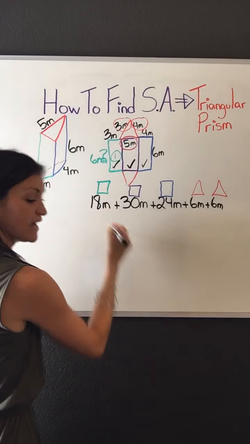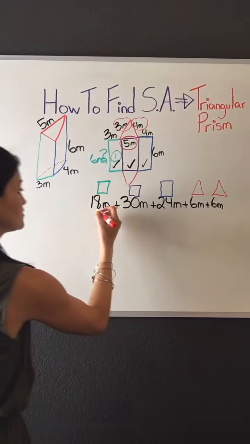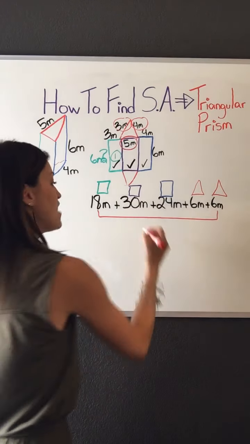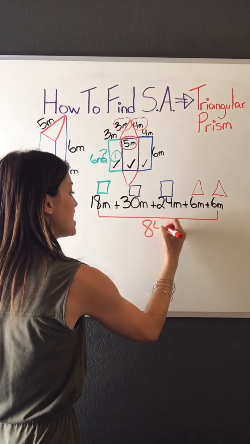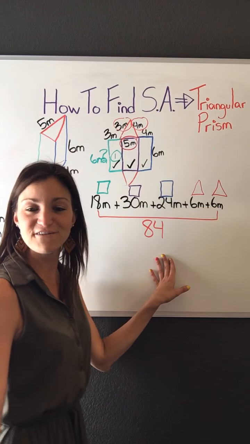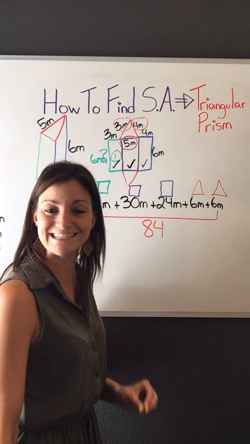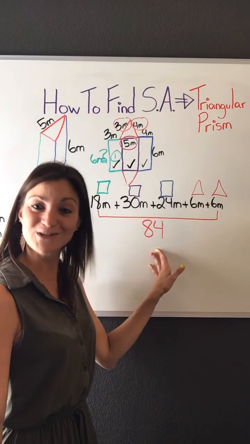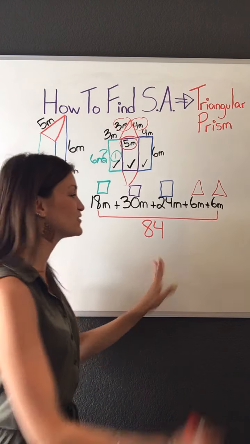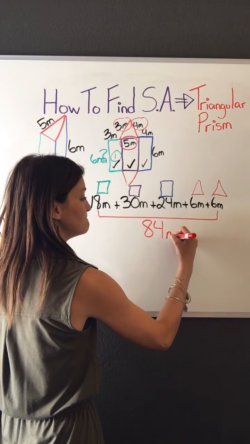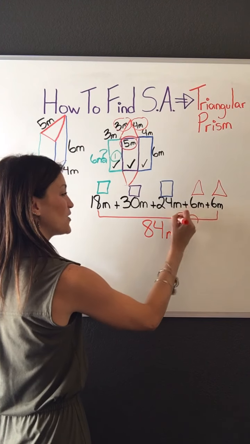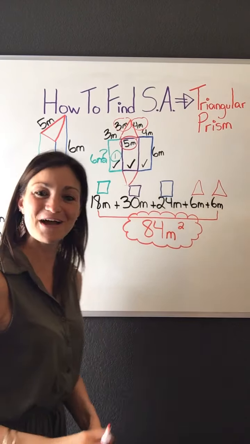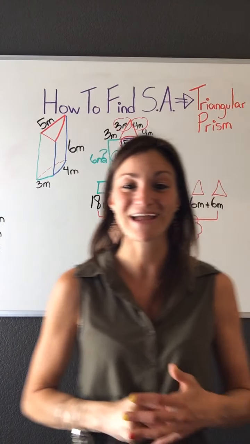You can simply do 18 meters plus 30 meters plus 24 meters plus 6 meters plus 6 meters in your calculator, and when you do that, you get 84. It would be a real shame to not finish this off with every little specific detail after doing all of this beautiful work, okay? So, the surface area of this triangular prism is 84 meters squared. Congratulations. Pat yourself on the back. You have just found the surface area of a triangular prism.